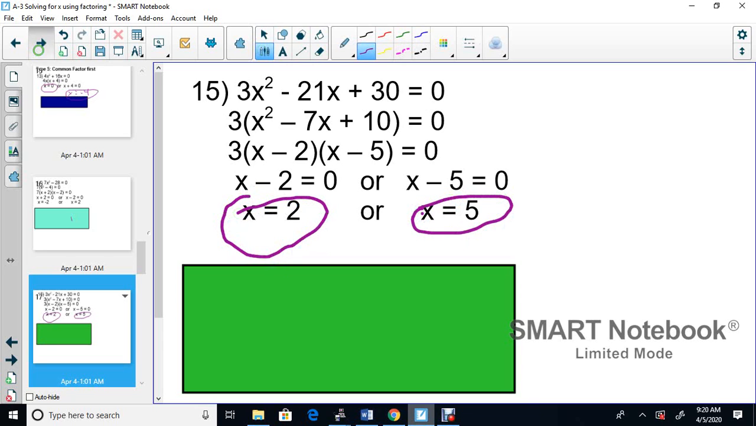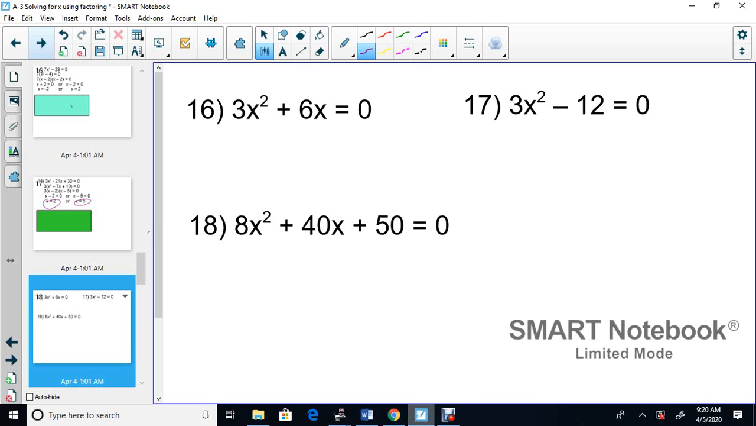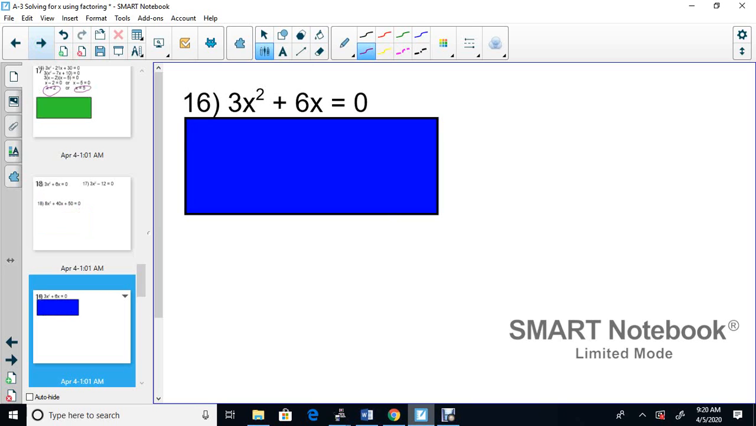Okay, now I want you to pause and try these 3. So try these 3 on your own, and then after you pause, you hit play, I'm going to show the answers quickly. Okay, hopefully you've done these 3. So here's the first one.